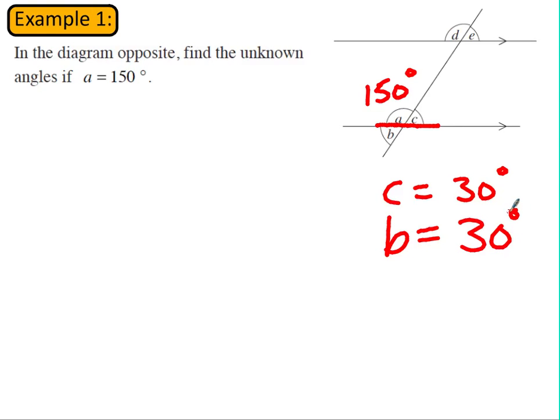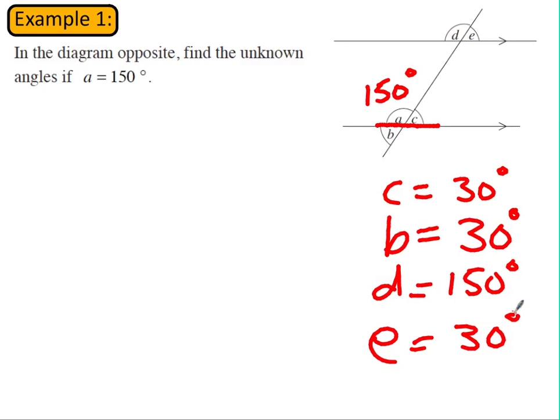If we now compare that to the situation that's happening directly above it, we can see that A is exactly the same really as D. So that means that D is going to be 150 degrees, and for the same reason, E is going to be 30 degrees.